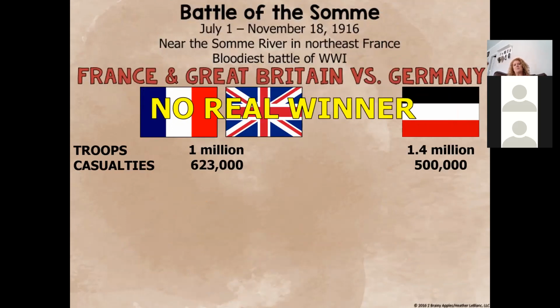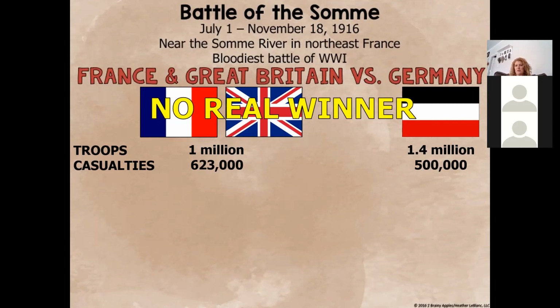Okay, the Battle of Somme. Look at the length of time of this battle. It's hard to imagine calling this a battle per se, more of an area that just had constant warfare from July to November of 1916. This is near the Somme River in northeast France. It is the bloodiest battle. One part of that reason is the length of it.